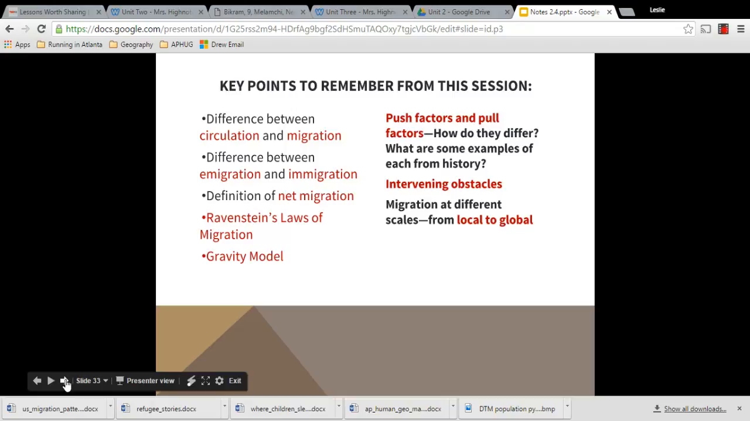All right, key points to remember from the session. You need to be able to explain the difference between circulation and migration, the difference between emigration with an E and immigration with an I, and the definition of net migration. You need to be able to identify all of Ravenstein's laws of migration, explain the gravity model, and be able to explain push and pull factors. How are they different? What are some examples of push and pull factors from history? What are intervening obstacles? And then be able to provide examples of migration at different scales from local to global.